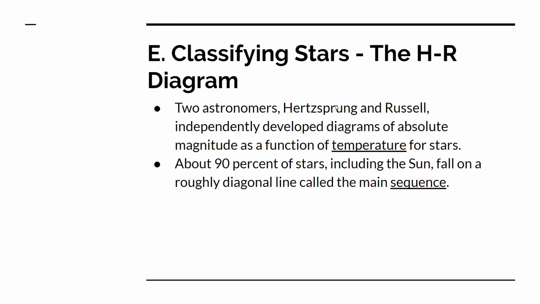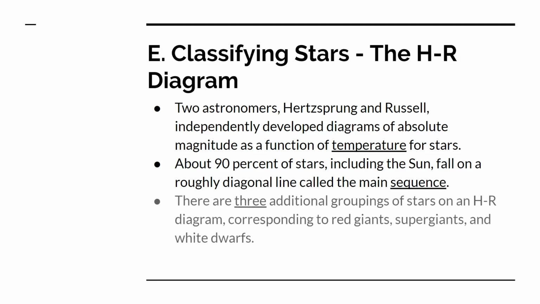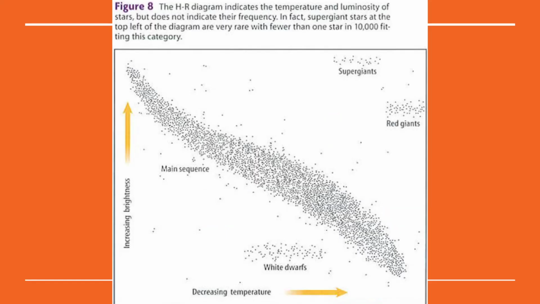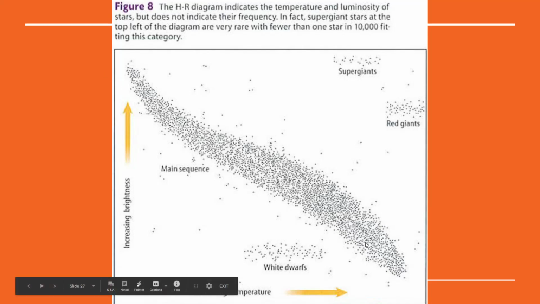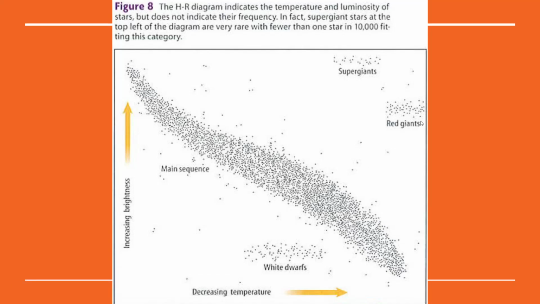Now, about 90% of the stars out there, including our sun, is what we call a normal star or a main sequence star. And that falls on a diagonal line on the HR diagram. There's a couple other groups of stars, but 90% of them lie on that diagonal line. The other groups we have are the red giants, the supergiants, and the white dwarfs. So here's a really basic version of the HR diagram. 90% of the stars are right here, in this weird thing. We have some red giants up there, we have some supergiants up there, and we have some white dwarfs up there.